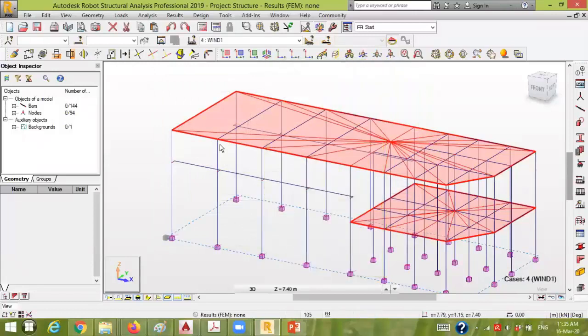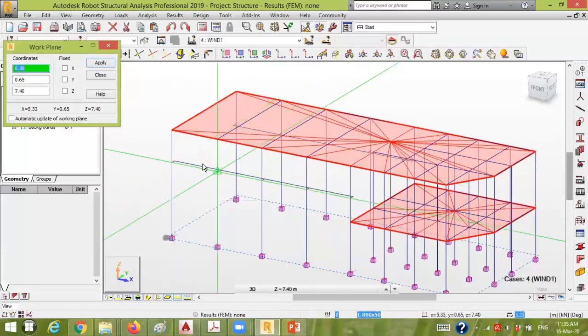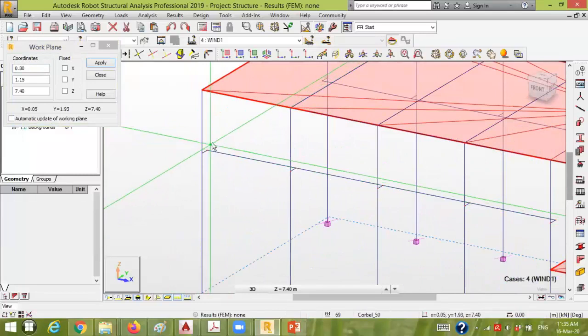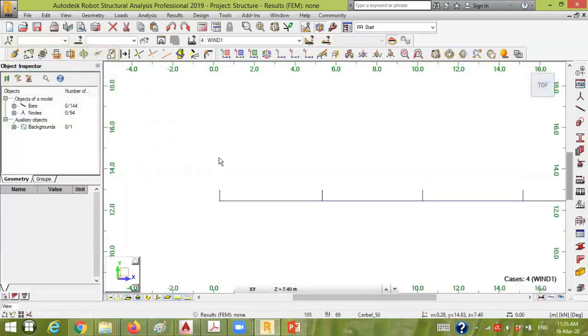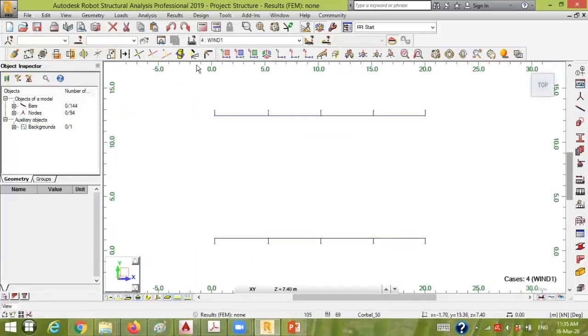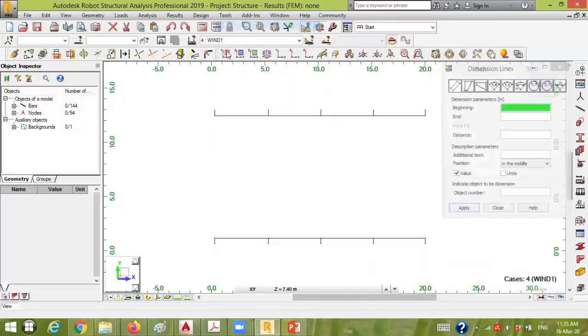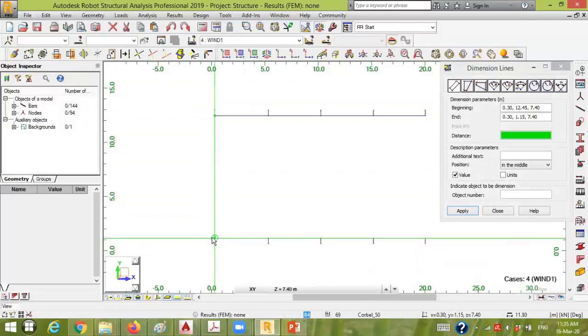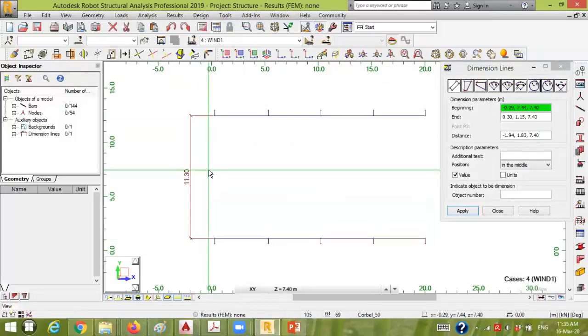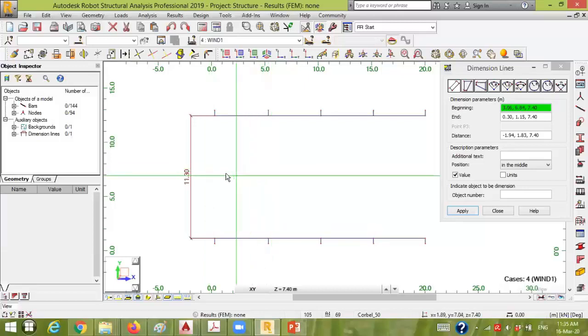So going back to my structure, XY global working plane, and asking for the XY view, I have to know the distance between the end of the corbel to the end of the corbel. Here I have dimension 9 from this point to this point. I have 11.3 meters. So this is the width of my car, or the width of my moving load, my crane load, 11.3 meters.